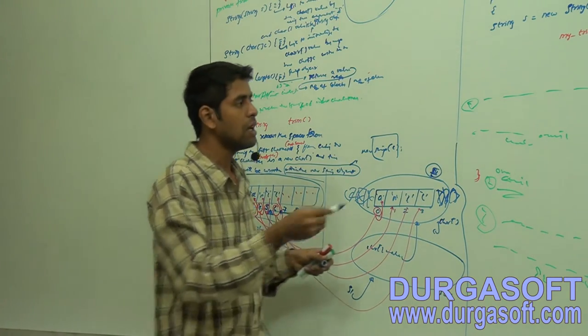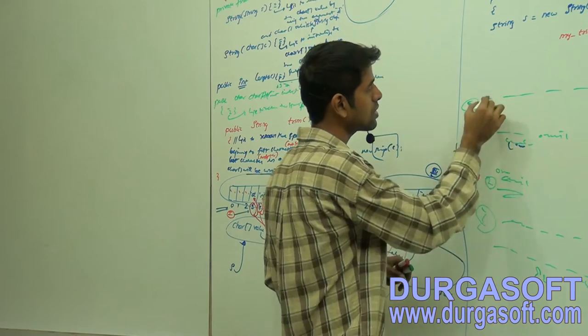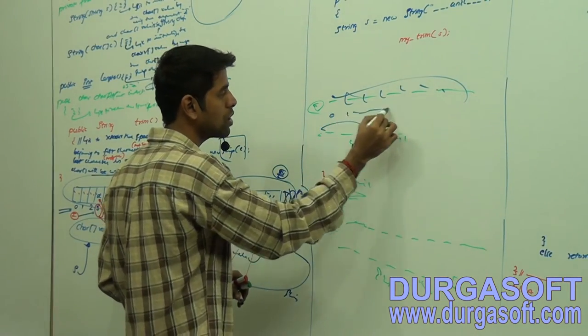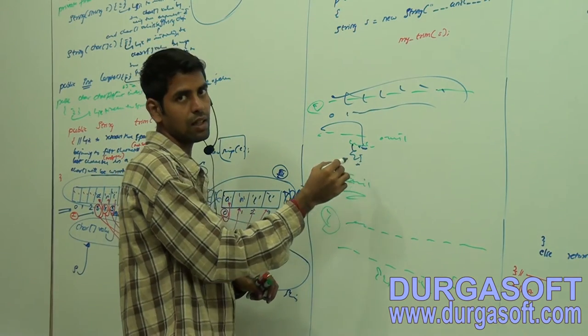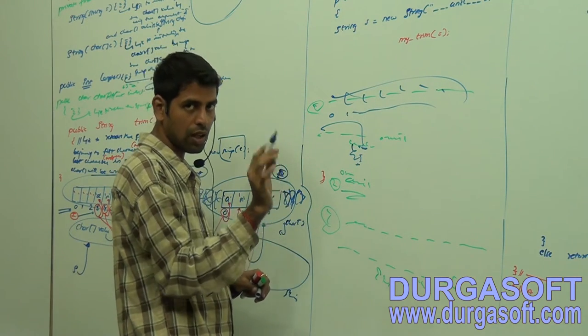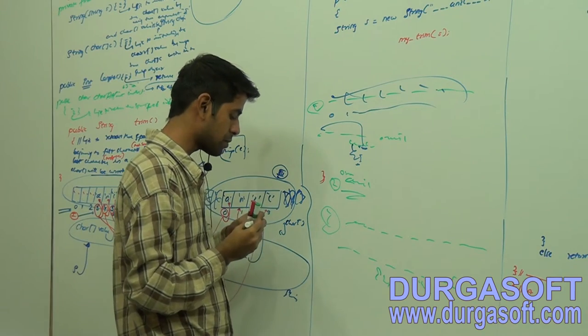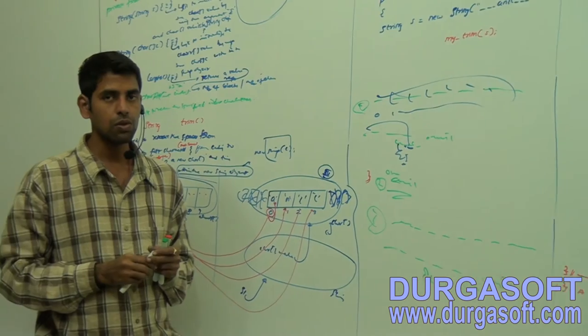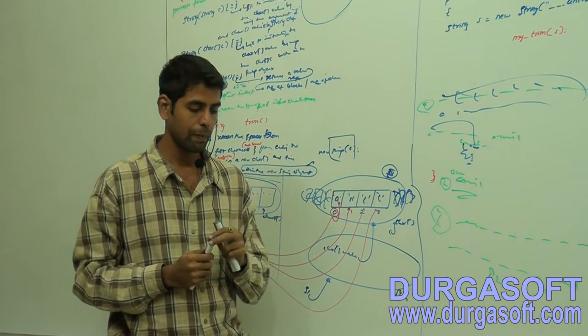If I'm having 100 spaces, that means 100 blocks, right? 100 space blocks will be there, right? I have to traverse from 0 to 99th index. Yes or no? Yes. Observe here. I'm going to use one small thing.